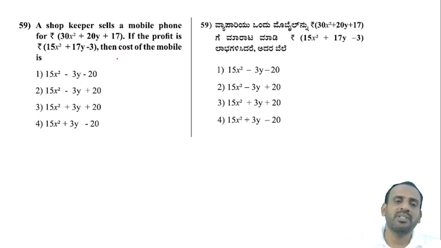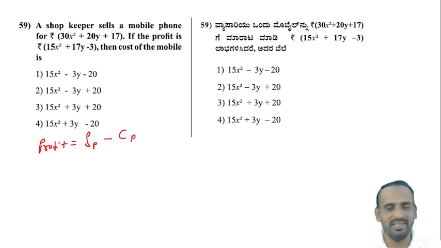A shopkeeper sells a mobile phone for 30x square plus 25x plus 17. If the profit is given, then find the cost of the mobile. Let me tell you the basics, students. Profit is nothing but selling price, SP, minus cost price. This is profit. Now in this question, selling price is given, profit is given. We need to find out the cost price. So what we can do? We can send this cost price here.